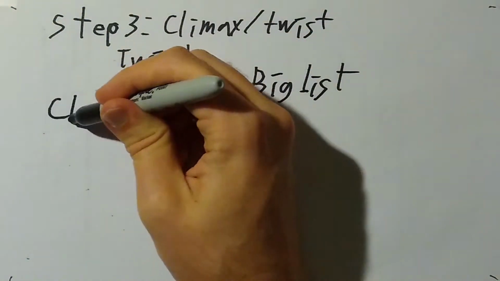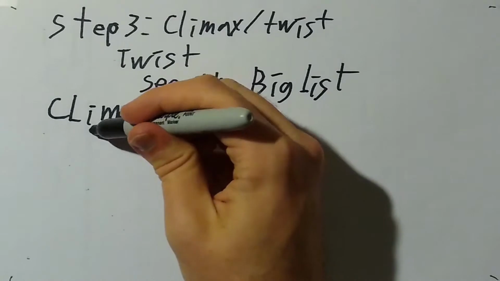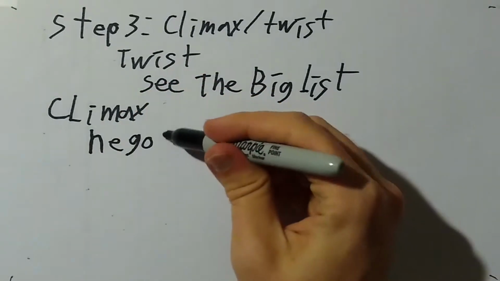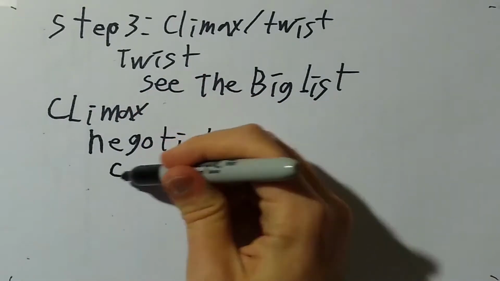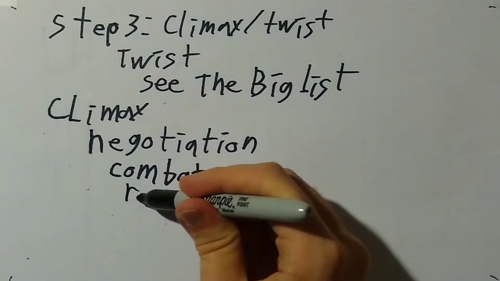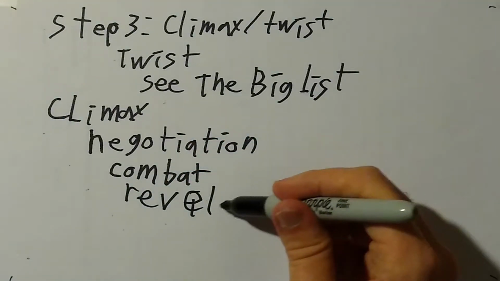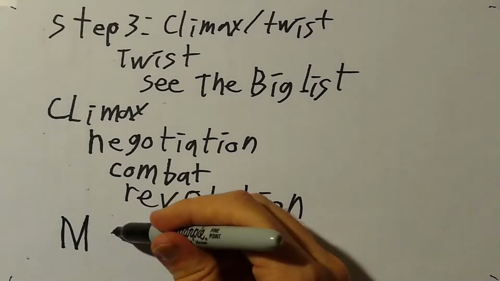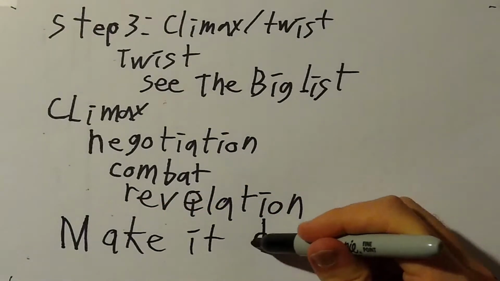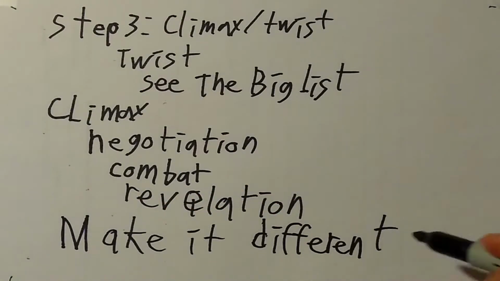As for the climax, you could have a tense negotiation with the missing person or their captor, go with a classic combat encounter, or have a major revelation about the world or the plot. You could do whatever you want. Just make sure it's different from the obstacles that the PCs had to overcome to get to this point.